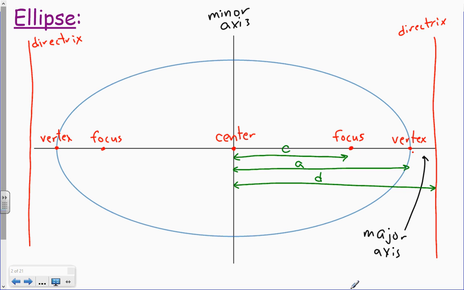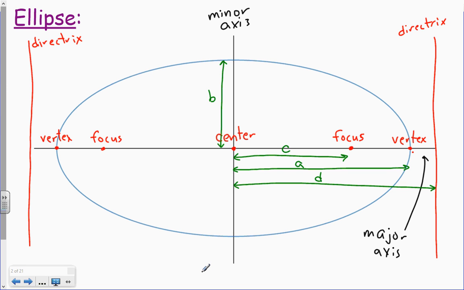You'll notice that we've skipped over B in that process, and the reason we skipped over it is because when we measure the distance from the center along the minor axis, that distance right there is what we call the minor radius, and we label that as B. So there's our A, B, C, and D.